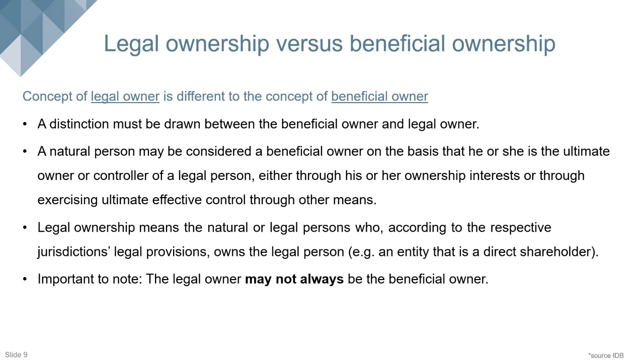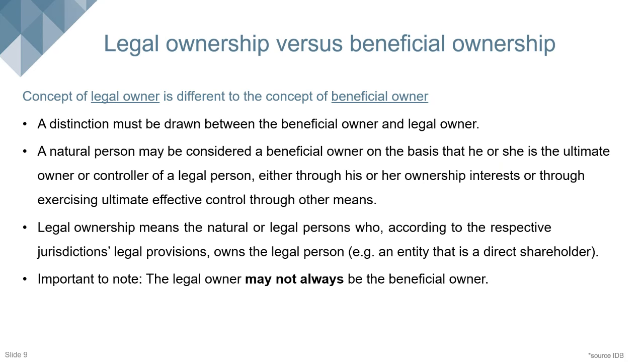So when we look at beneficial ownership, and this is included in PCC 59, and that's why we're discussing it today, there's a difference in concepts between legal ownership versus beneficial ownership. So a natural person may be considered a beneficial owner on the basis that he or she is the ultimate owner or controller of a legal person through his or her ownership interest or through exercising ultimate effective control. A legal ownership by distinction means a natural person or legal person who owns the legal person through that legal provision. So a legal owner is not always the beneficial owner, and an easy example is that of an unlisted company.